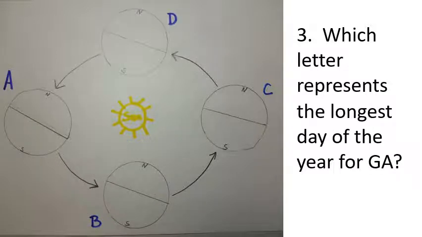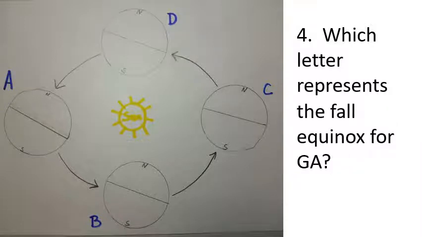Which letter represents the longest day of the year for Georgia? Once again, you get the most sunlight, you get the longest day at that point where you're tilted most towards the sun. You're leaning into the sun, you're leaning towards it. So as the earth spins, you get more sunlight and you have a longer day. That's going to be A. A is the longest day of the year for Georgia. And you know that in the summertime, like in June, the sun will stay up till after 9 o'clock at night, and it comes up around 6 o'clock in the morning. So position A is when we're leaning most towards the sun and we get the most sunlight.